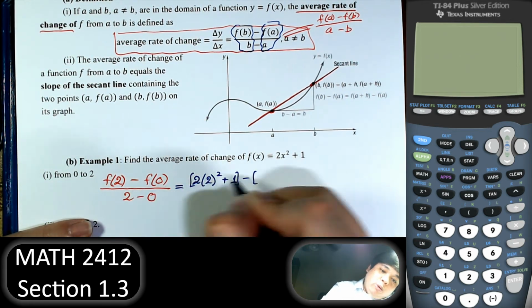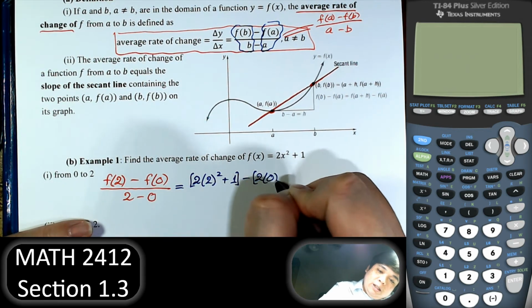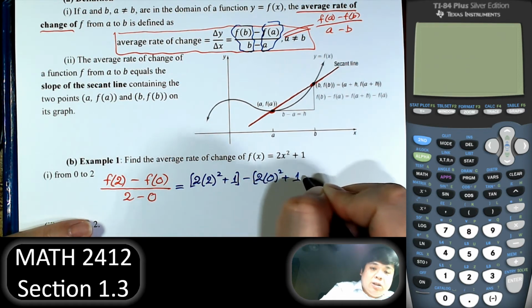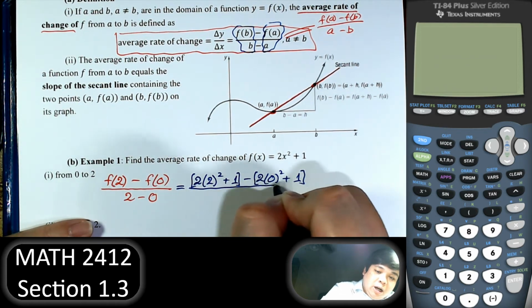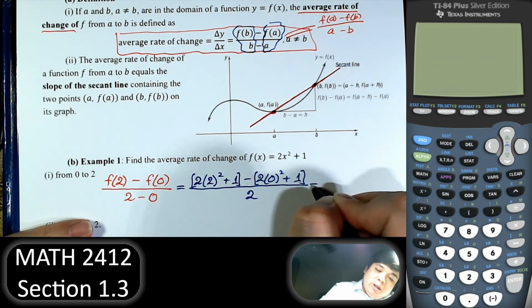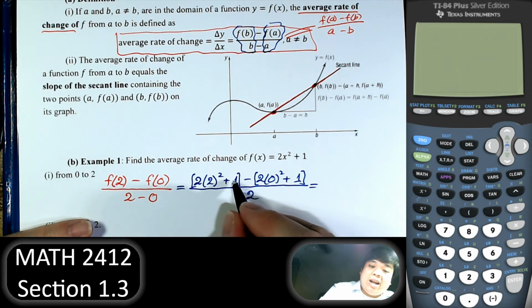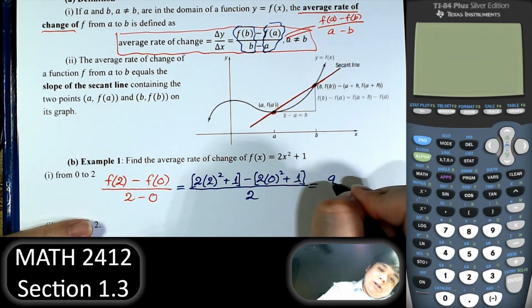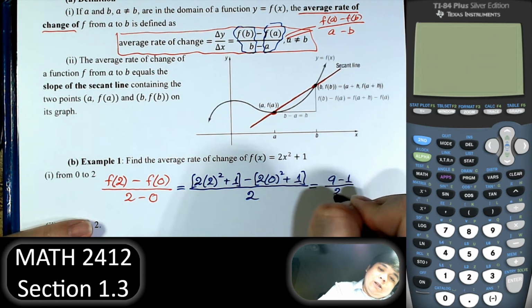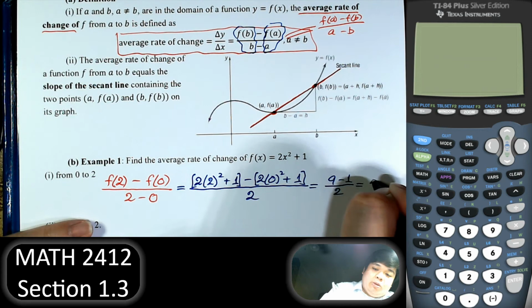And subtract where we put 0 in for x. 2 minus 0 is 2. So 2 squared is 4 times 2 is 8, plus 1 is 9, minus 1. So it's 8 over 2, which is 4.